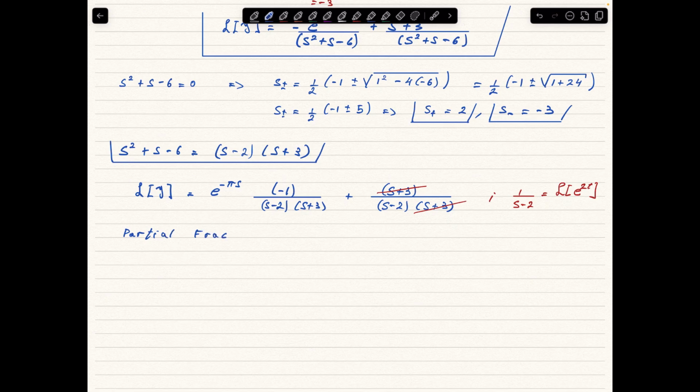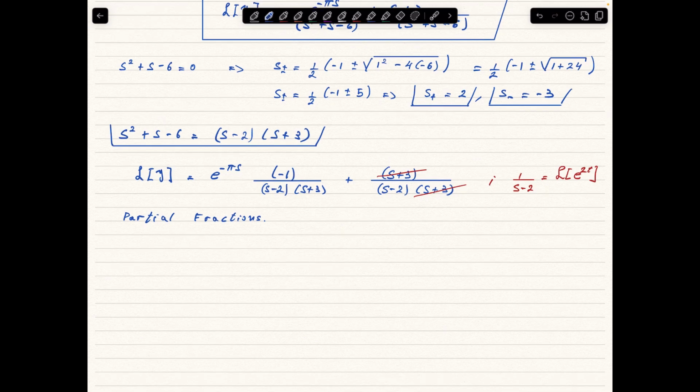Partial fractions. What is that? This is nothing more than rewriting this rational function as a sum of simpler rational functions. Notice that we are including the negative 1 here. The constant goes there. What is not there is the exponential.